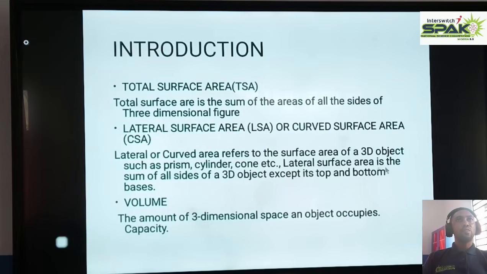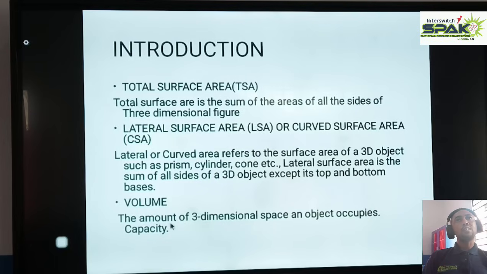The lateral surface area, which is also known as the curved surface area, is the sum of all sides of a 3D object except its top and bottom bases. So when you take the top and bottom out of the shape, and you sum the area of the rest, then what we are looking for is the lateral surface area, which is commonly known as the curved surface area.